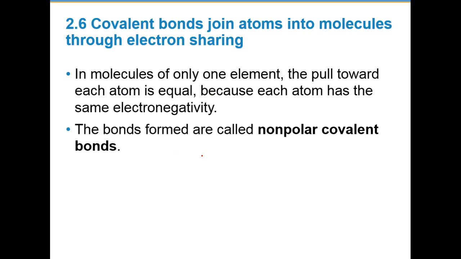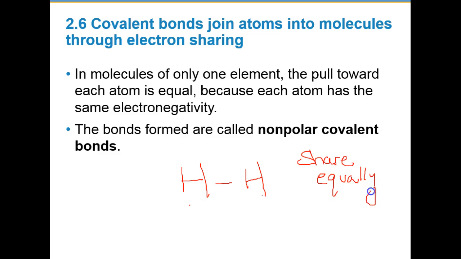So if we have molecules of only one element, the pull from each atom is equal because each atom has the same electronegativity. Think about those hydrogens again. These are two different atoms, but they have the same attractiveness. A hydrogen is equally attractive to a hydrogen. They're both equally pretty, so they're just going to share equally. We call that a non-polar covalent bond because it doesn't form any ends to anything. They share equally.